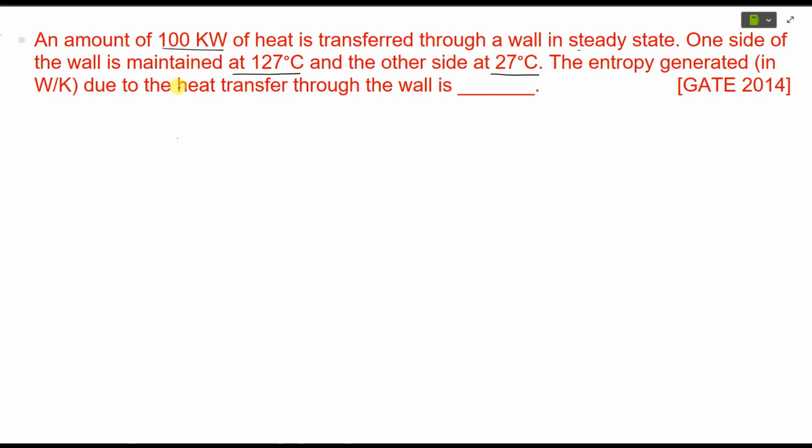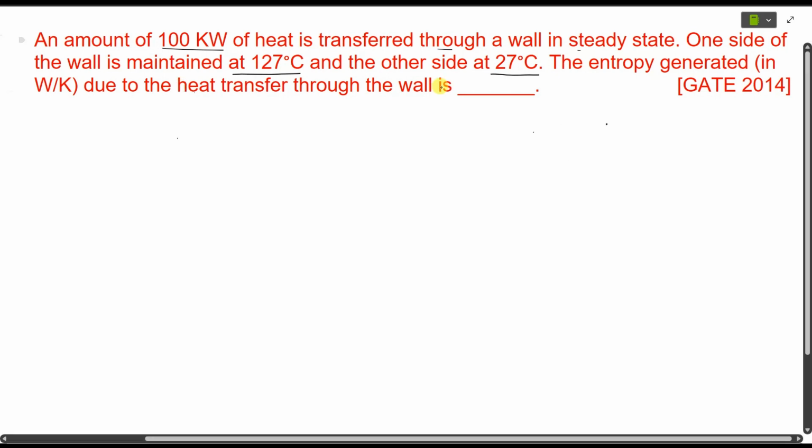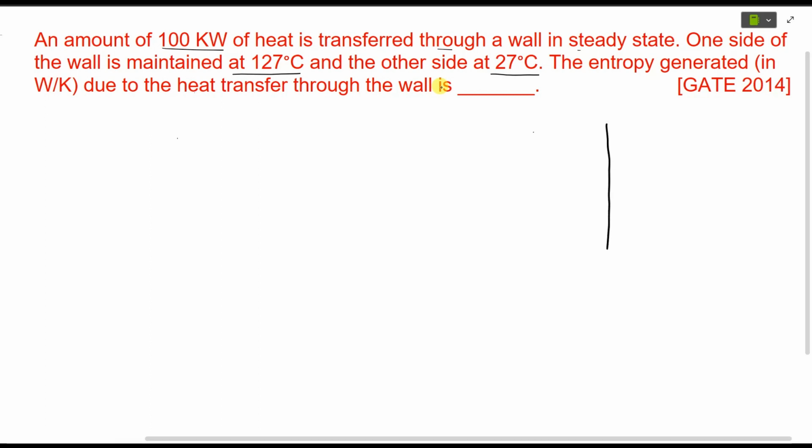So before we solve the given numerical, let's understand the statement of the numerical as per the data given. In this question, it is mentioned that the heat transfer takes place through a wall. So let's draw a wall. According to the question, an amount of 100 kilowatt of heat is transferred through a wall in steady state.